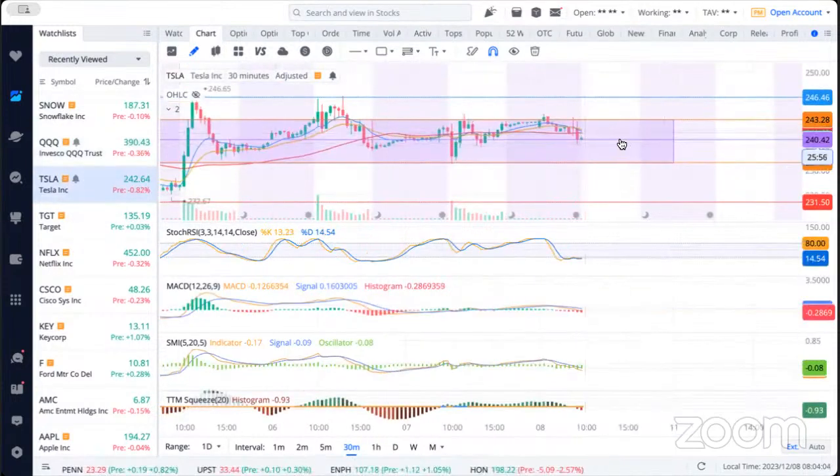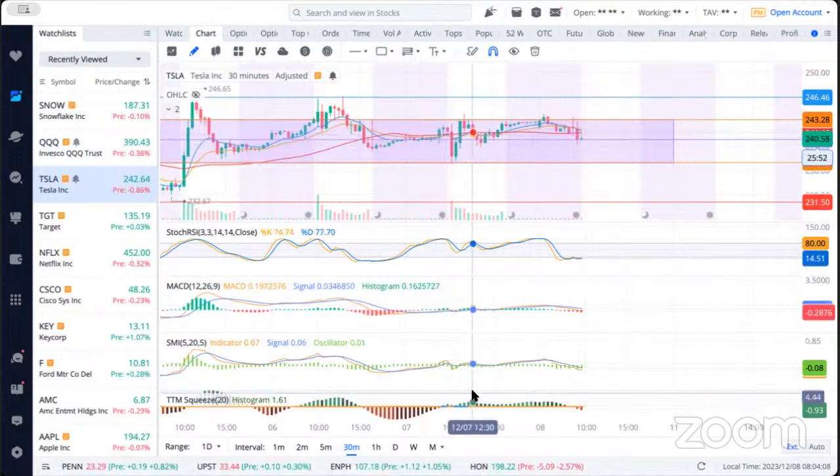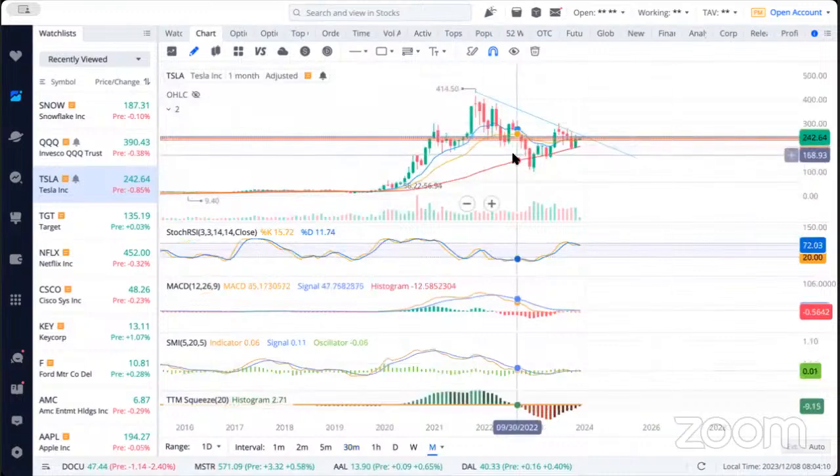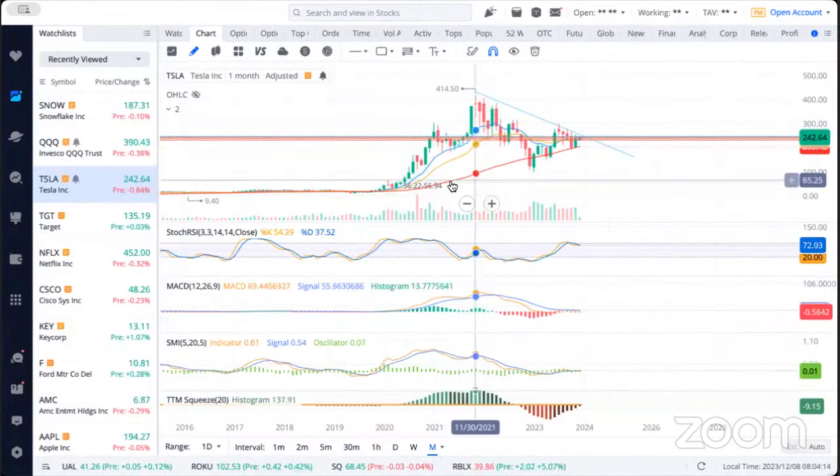Tesla's acting kind of odd. Okay. We've been looking at Tesla for a while. Don't forget Tesla is forming that pennant on the monthly. You can see it right here forming.